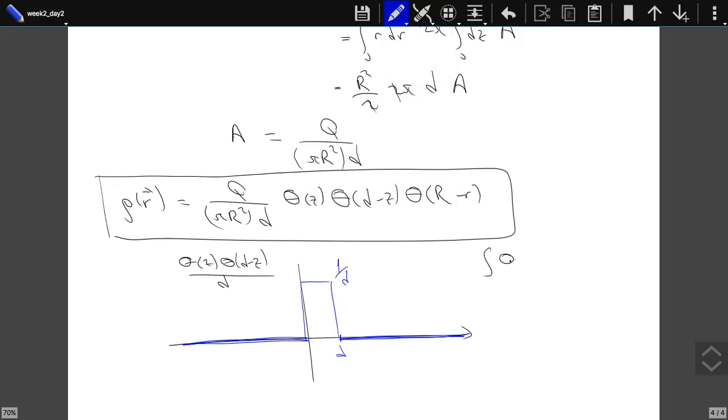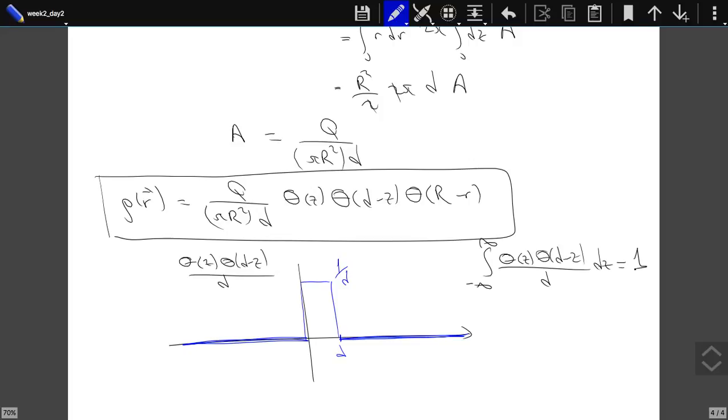Let's look at its integral over z, from minus infinity to infinity. What is its integral? That's the area below this curve. It's just 1, independent of d.